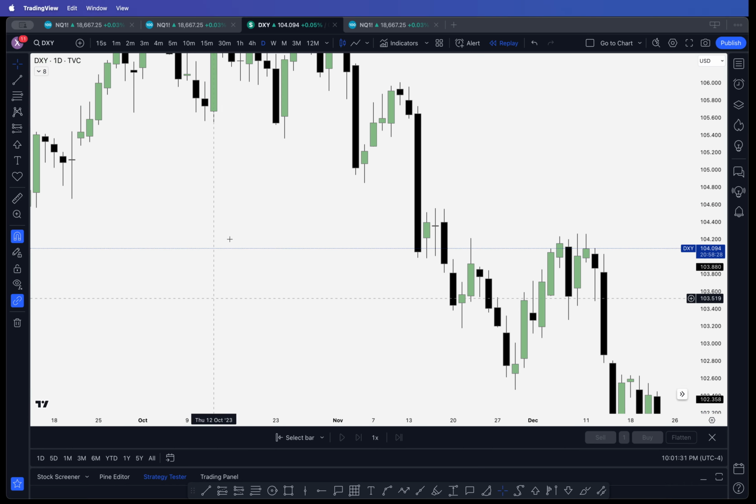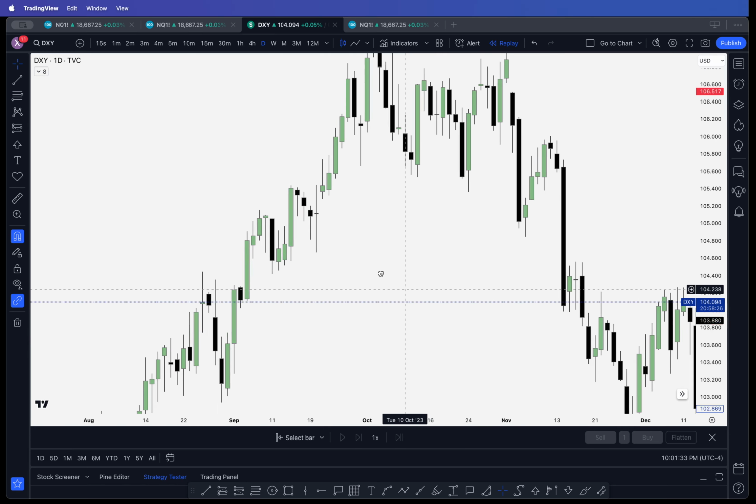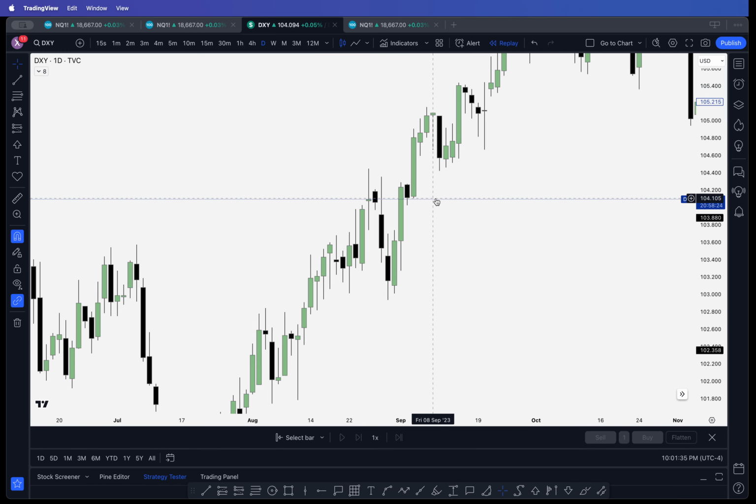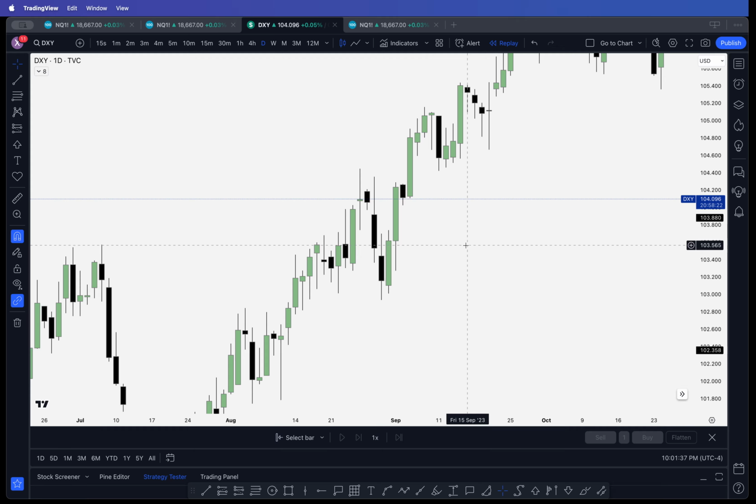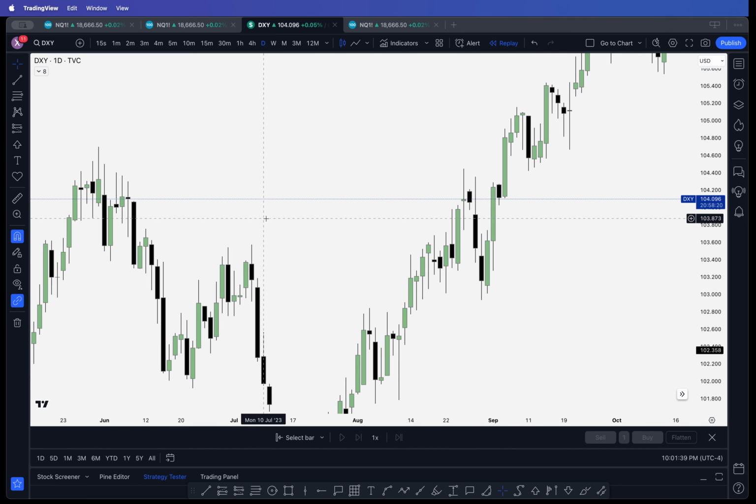I'm trying to look for one more example. I'm on the Dixie Daily. I'm just trying to find higher time frame examples. Oh, this is really nice.